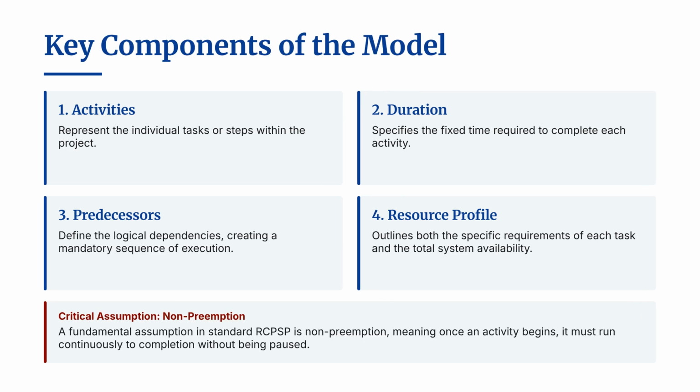Before we move to the example, let us review the model's building blocks. An RCPSP model consists of activities, fixed durations, predecessors, and resource profiles. A critical assumption in standard RCPSP is non-preemption. This means that once an activity starts, it must run continuously to completion without interruption. You cannot pause a concrete pour halfway through to let another task use the mixer and then resume later. This constraint significantly reduces scheduling flexibility.